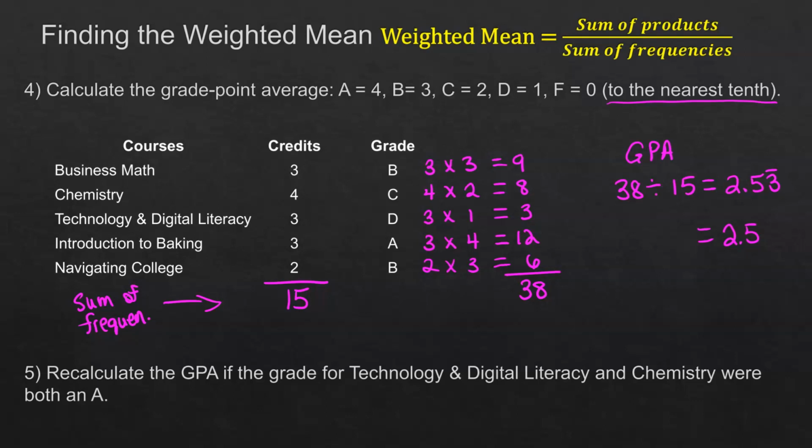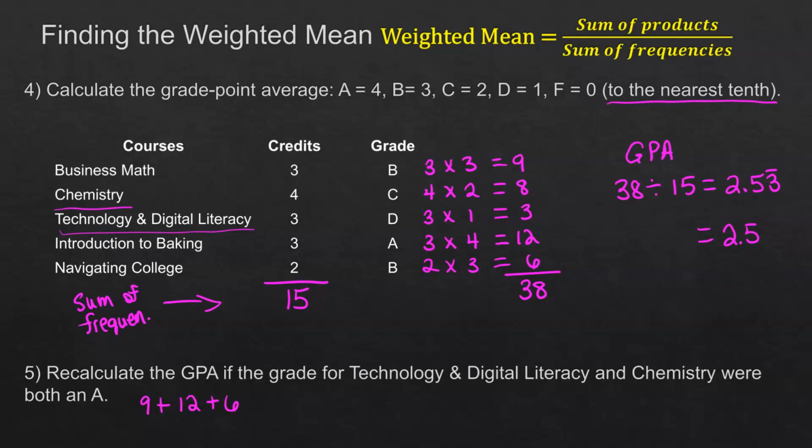Okay. And then down here, I just want to show you what happens if you had made an A for these two classes, the digital technology and digital literacy and chemistry, if those had been A's. And so let's take the ones that we're not replacing. So business math, we had a 9. And then we had baking and navigating college, but we're going to replace, right?